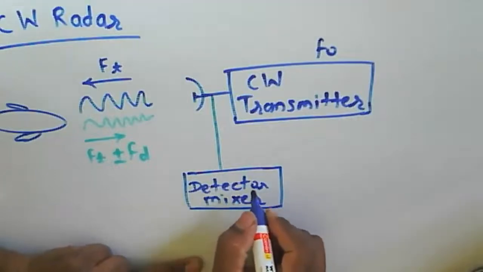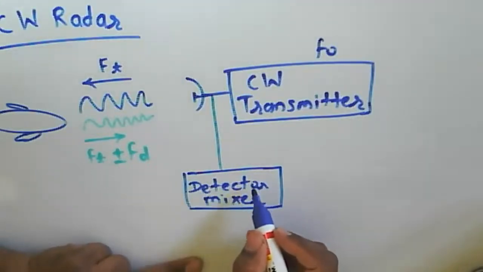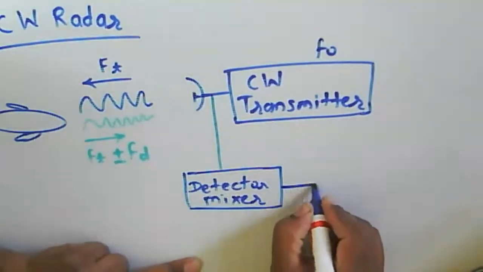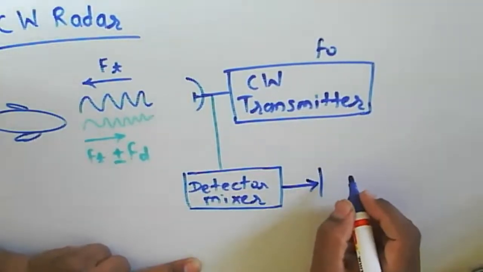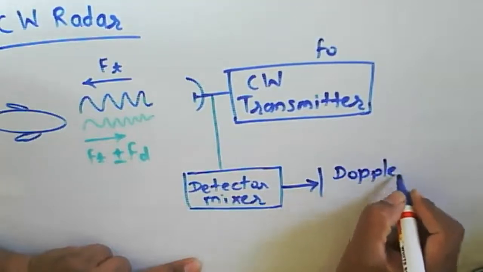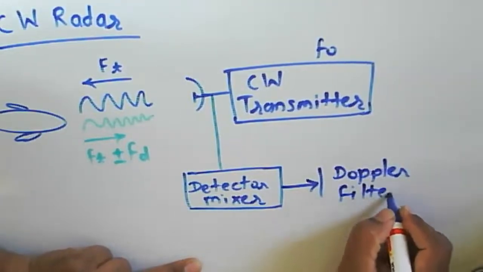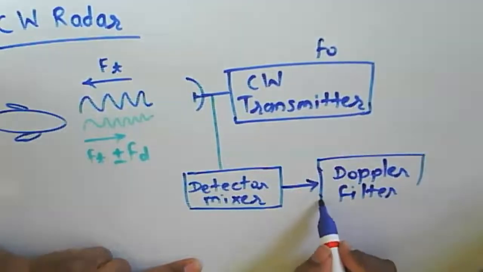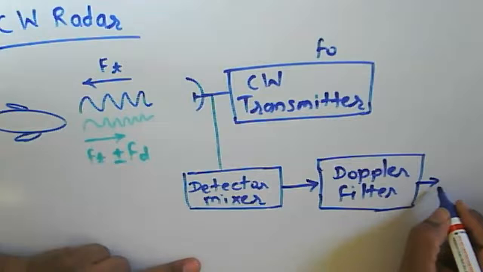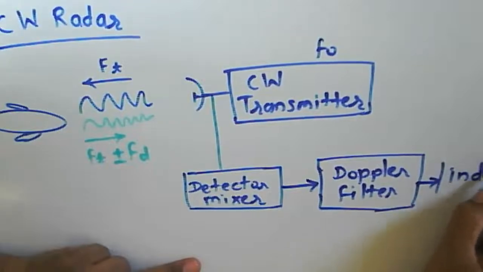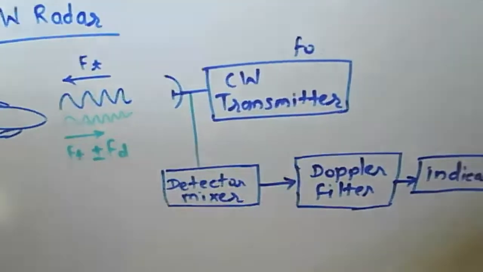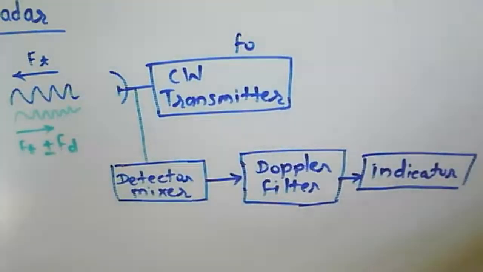So we have a detector here. The detector detects whichever difference there is in the frequency. That will be detected by the detector. That's why we say there will be a Doppler filter. It just accepts whichever frequency shift is there, and then we have the indicator. Now this one is the indicator.